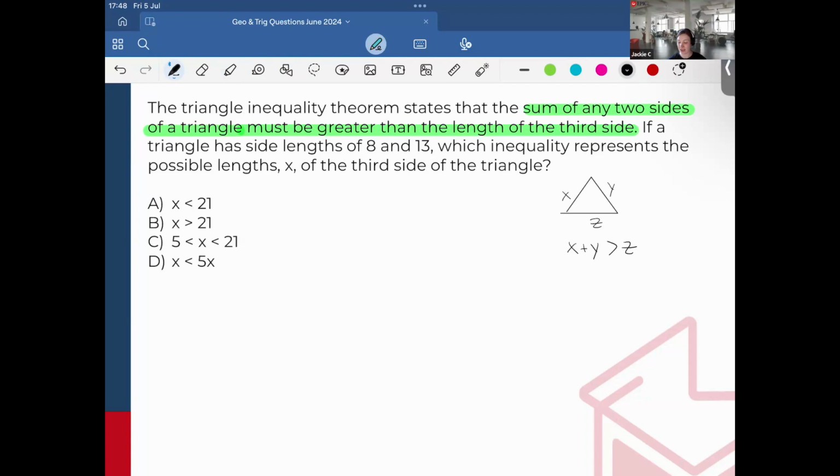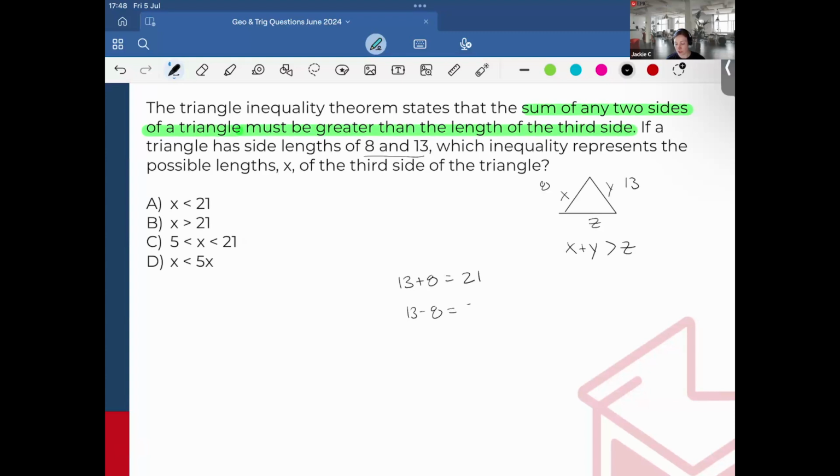So if a triangle has side lengths 8 and 13, let's label this 8 and this 13, which inequality represents the possible lengths x of the third side of the triangle? I can always calculate the range with the triangle inequality theorem by summing the two sides provided. So 13 plus 8 is 21, which would be my extreme end. And then I would also do 13 minus 8, which is 5. So the third side would have to fall in between. It must be greater than 5, but also less than 21 for it to be a triangle.